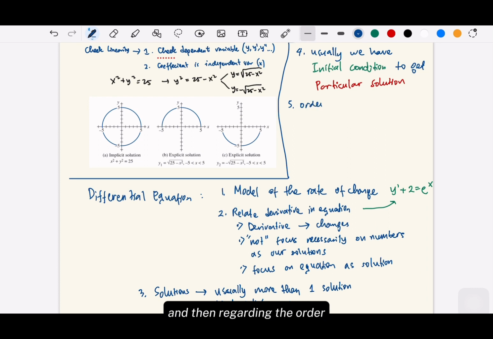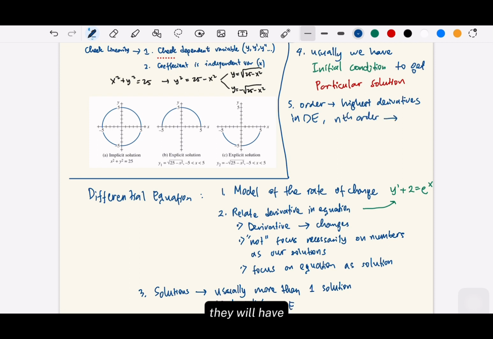And then regarding the order, the highest derivative in the differential equation. So the nth order will have an nth parameter family of solutions. So we could say if the order is increasing, then the constants are also increasing.